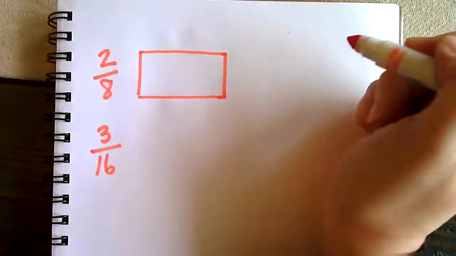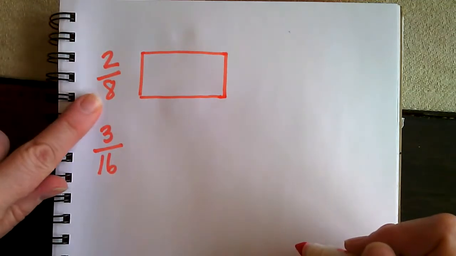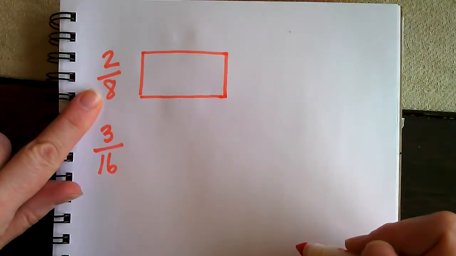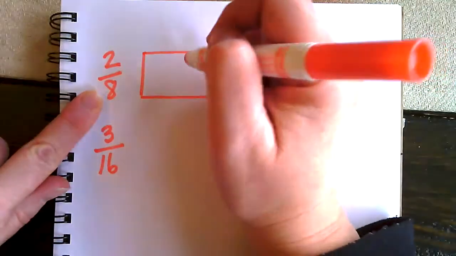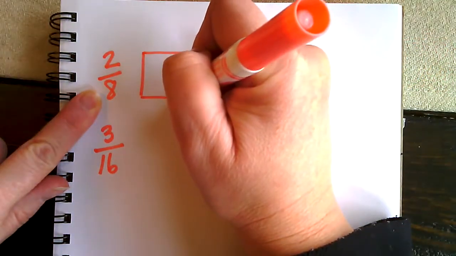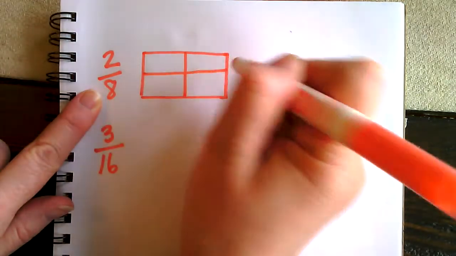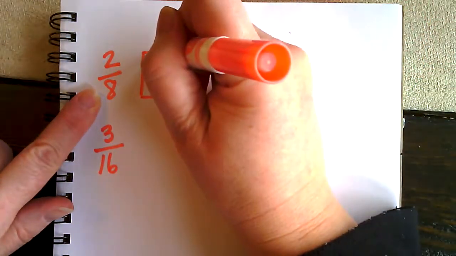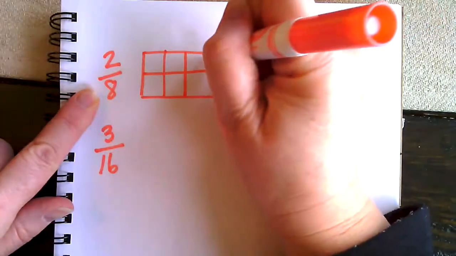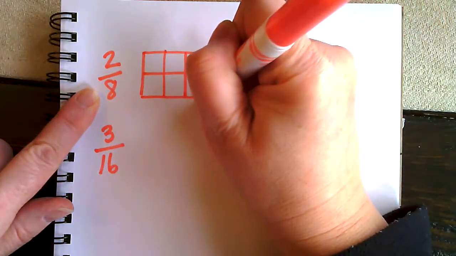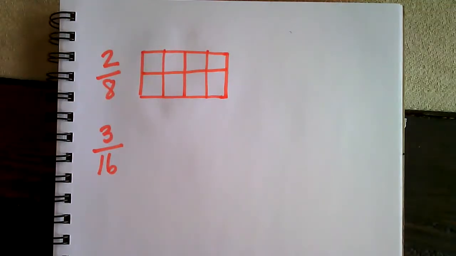So make your whole. This whole is going to be divided into 8 equal parts. So take your time to do that. Erase if you need to. Hit the pause button if you need to. This is tricky stuff we're working on today.